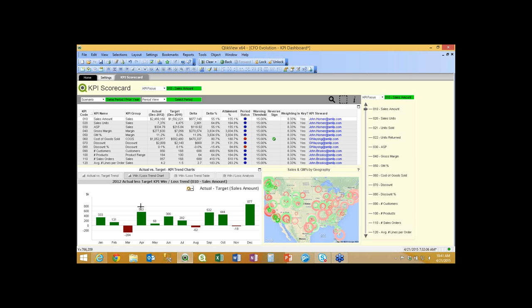Again, this kind of capability, this self-service capability that you would have, depends very much upon the data that you have that supports these KPIs. But hopefully that gives you a good feel of the example scorecard that we have here.